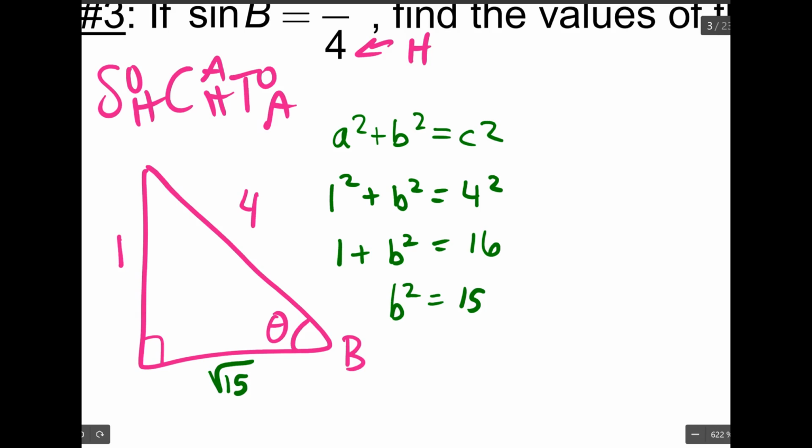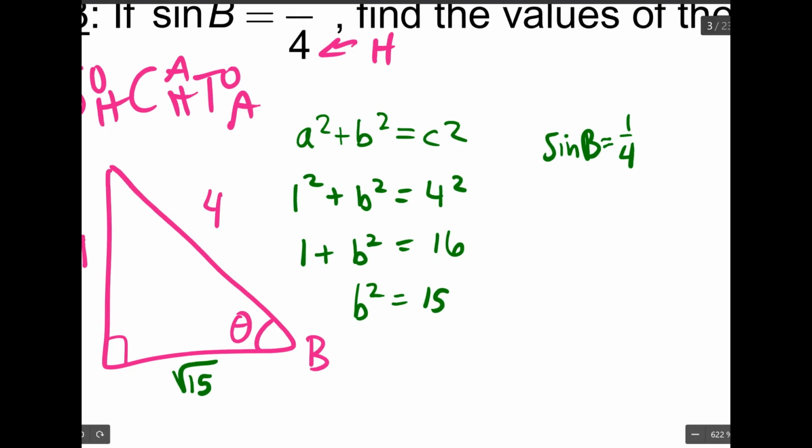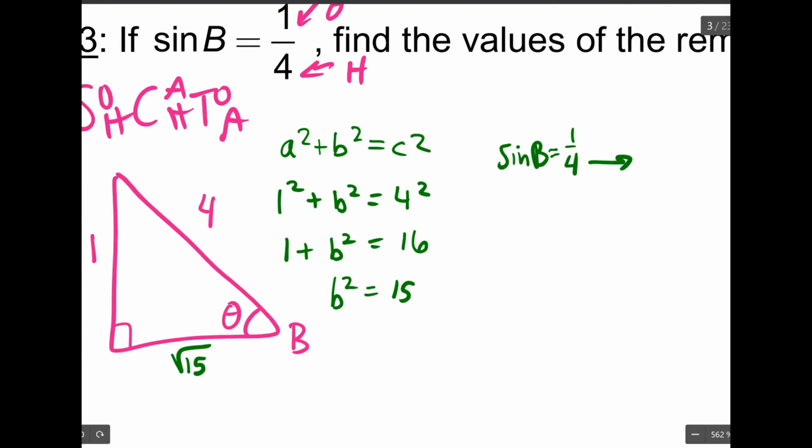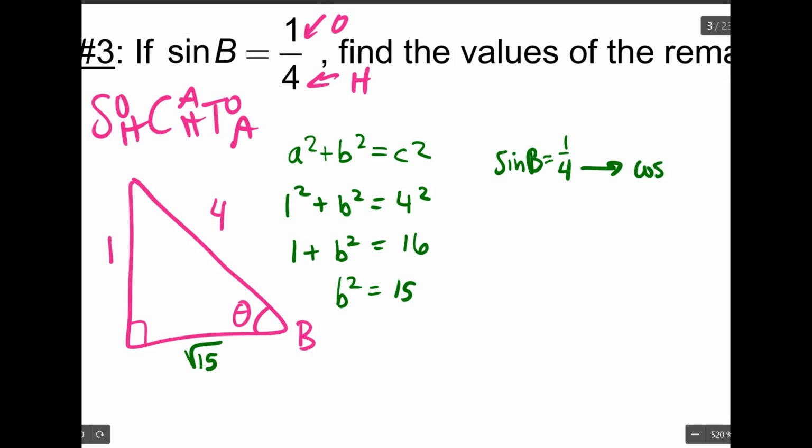Because you take the square root. You can't simplify. That's it. There's no perfect squares as a factor. So if sine of b is 1/4, let's hit the easiest one first. What would the reciprocal function be? Cosecant of b, which is just 4. Right, so 2 down, 4 more to go.